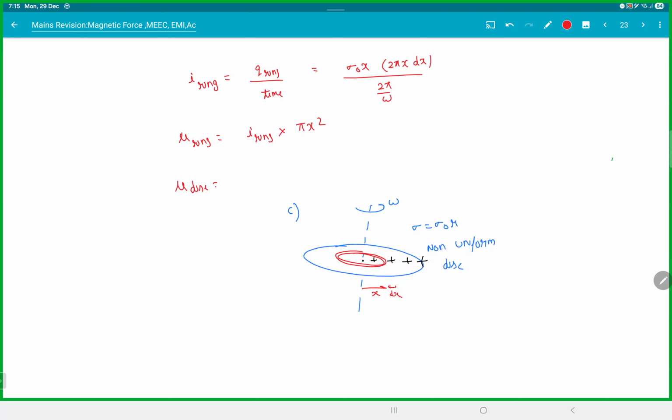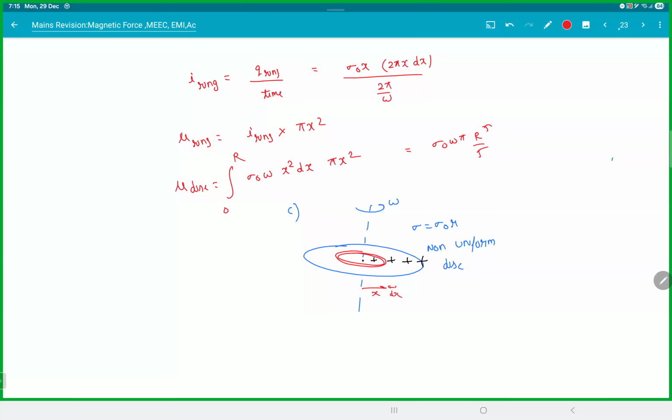So mu of the disk will be the integral. The 2 pi will go off: sigma naught omega x square dx times pi x square, from 0 to r. This is sigma naught omega r power 5 by 5. Clear with this? You have to take a ring, find for that particular ring, and then you integrate.